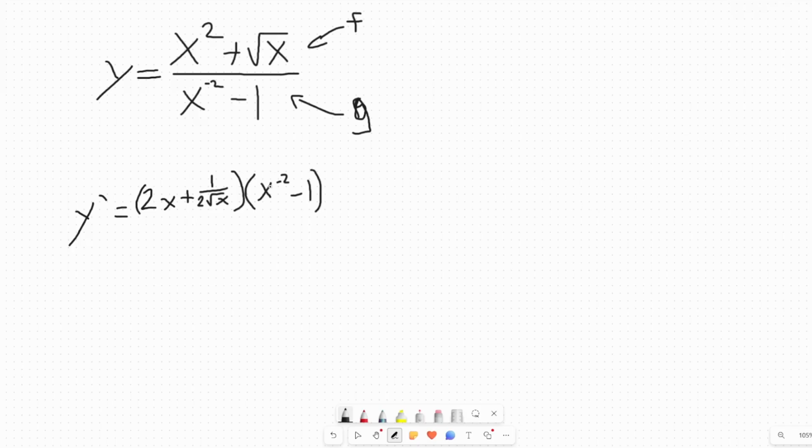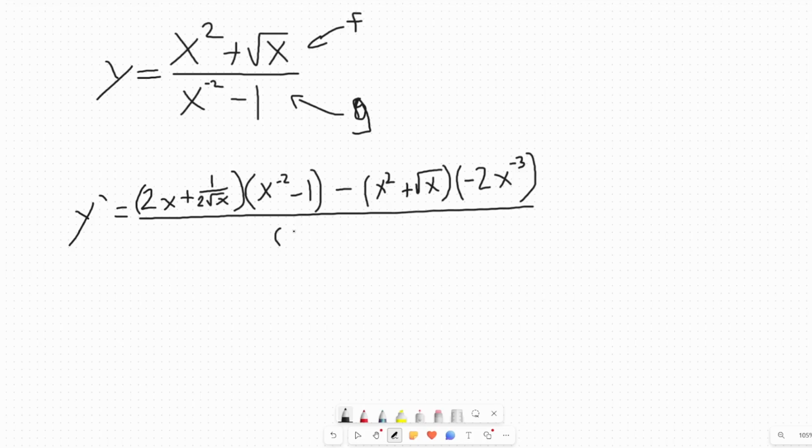All right, so we have f prime times g. Now we do minus, and then we do f, so x squared plus root x, times g prime. So the derivative of x to the negative 2 is just negative 2x to the negative 3. The minus 1 is just 0. All right? Because you bring down the negative 2 and then you subtract 1 from the exponent. And then all over x to the negative 2 minus 1 squared. All right?